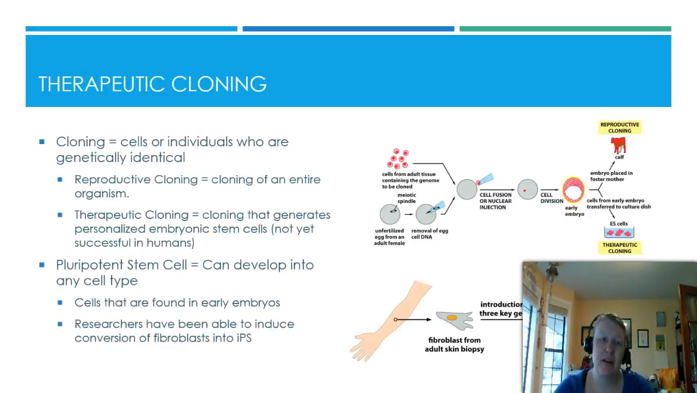So let's wrap this up by talking about therapeutic cloning. We've talked a lot about this in class throughout the semester. How do we treat disease and how do we handle these kinds of things? And so therapeutic cloning is one area that we're looking at for this.